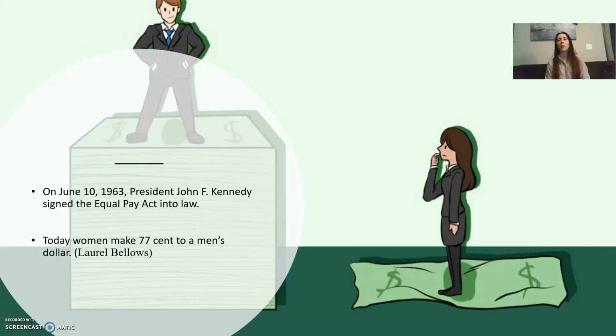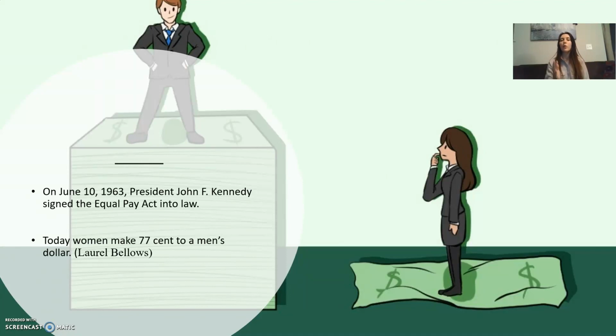Women have come a long way, considering that at the beginning of the 20th century they were not even able to vote. But it took 30 to 50 more years from that point for the women's movement to start. On June 10, 1963, President John Kennedy signed the Equal Pay Act into law, which made it illegal for women to get paid less for the same type of job as men.